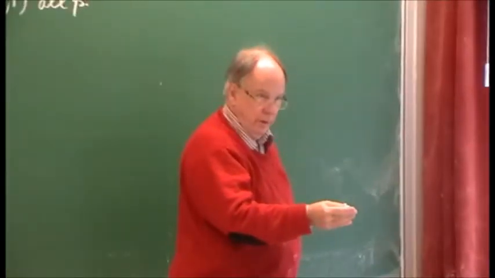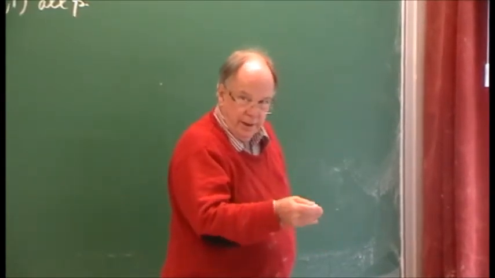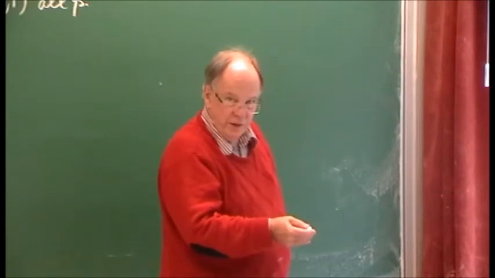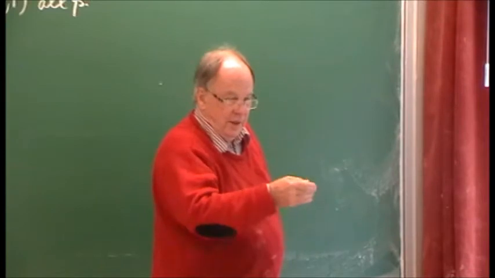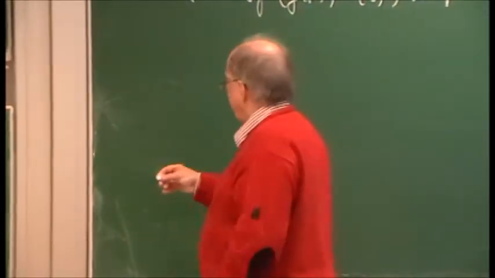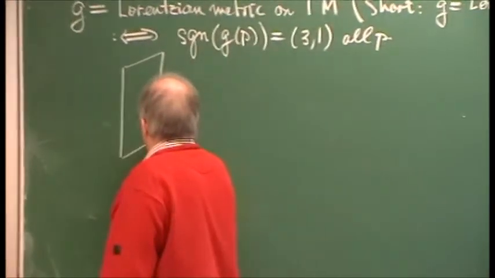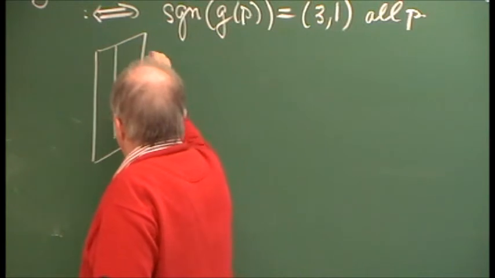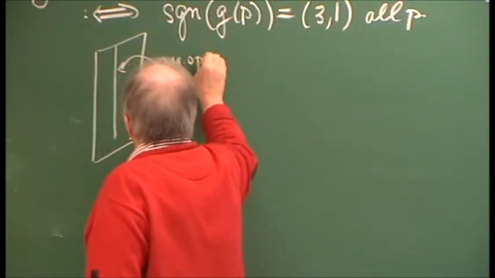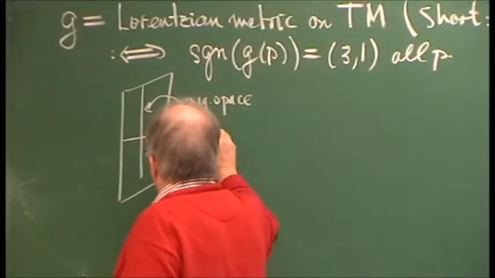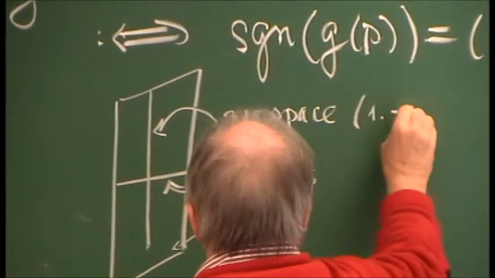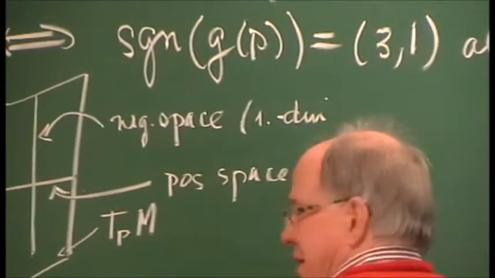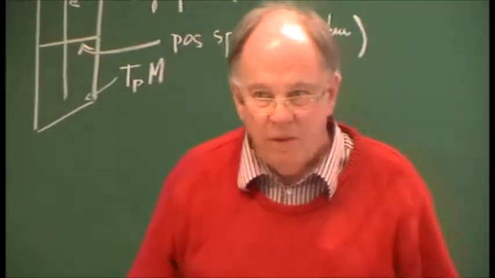g is a symmetric bilinear form. It has eigenvalues, eigenvectors, and so on. It has a three-dimensional positive eigenspace and a one-dimensional negative eigenspace. As you are in the tangent bundle, you have a four-dimensional tangent space, T_pM someplace. Somebody says, well, here's the negative space, and transversal to this negative space is the positive space. So this is one-dimensional, and this is three-dimensional.